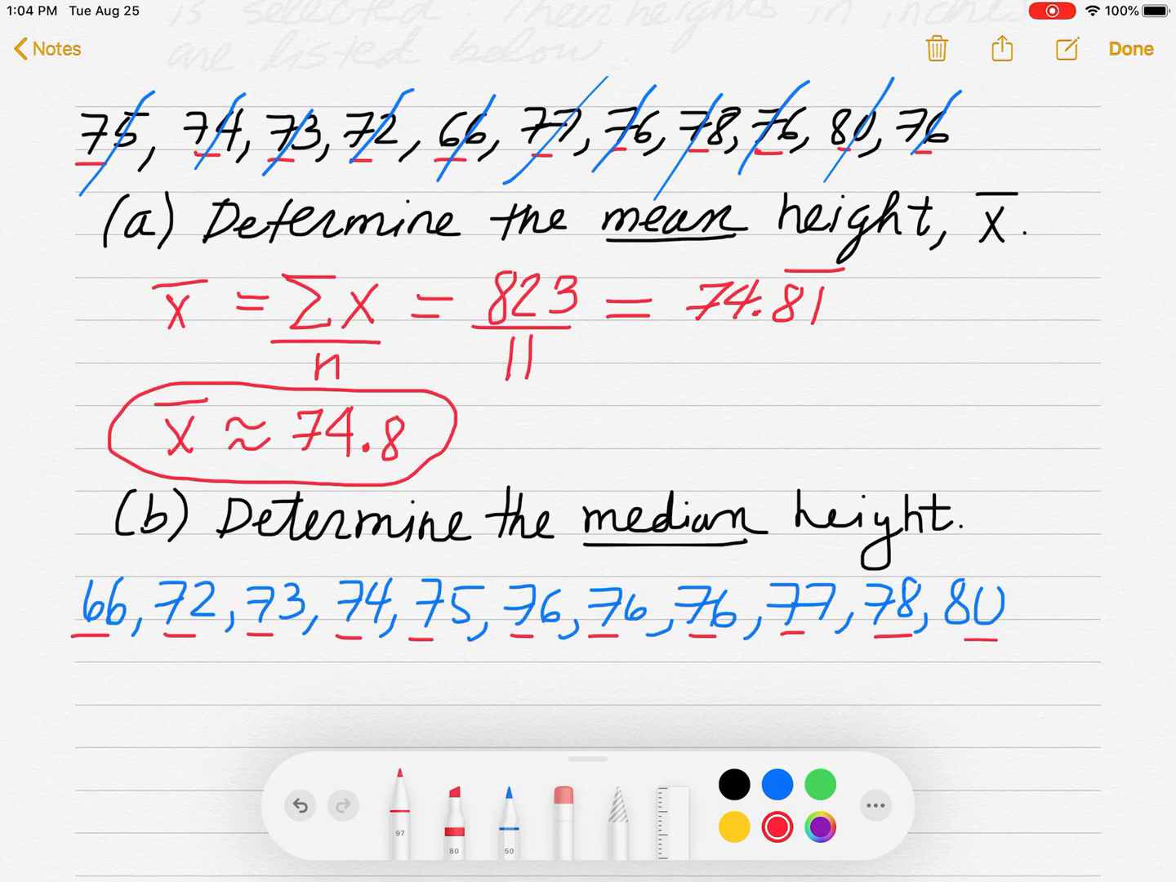Because we have 11 numbers, an odd number of numbers, we can just pick out the middle number. Basically you have 5 on the right, 5 on the left, and right there in the middle you have the middle number. Let's count in 5 from the right. 1, 2, 3, 4, 5. Just to the left of that, you should have your middle number. Let's check on the left if we got 1, 2, 3, 4, 5 to the left of the middle number. Yeah, so here your median is going to be 76.